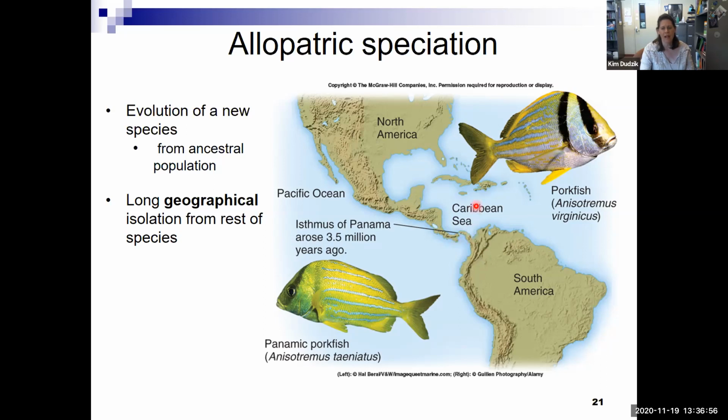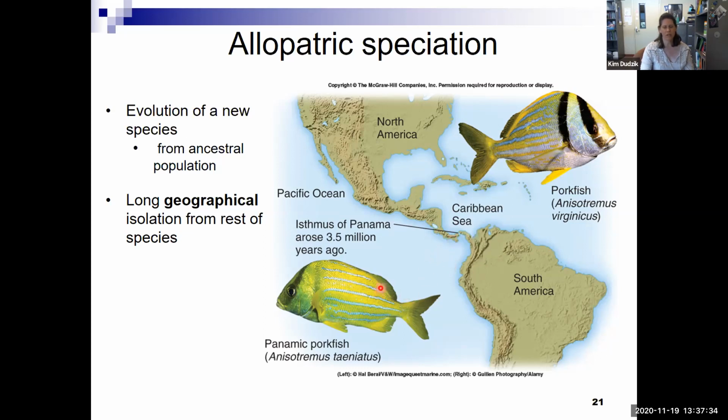And so that would separate this population of fish that lived here. There was an ancestral population that were able to swim back and forth, but then they got separated. So over time, that was a physical isolation, right? Physical isolation going on there. Over time, these fish didn't have any more gene flow, so their allele frequencies changed. And so these are two different species of porkfish.